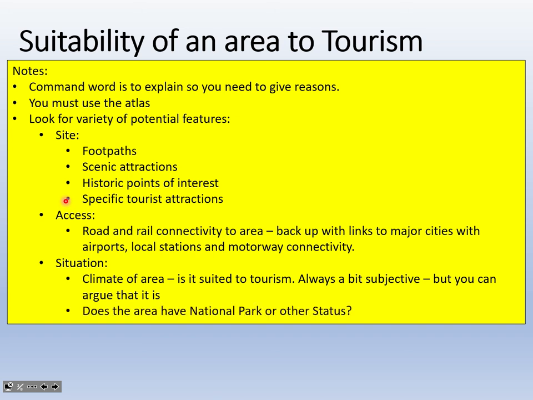And finally, and you should have predicted this one, is the area in a national park or does it have some other designated conservation status? Clearly, that is going to matter to its value as an area for the tourism industry. So let's have a look at the answer.